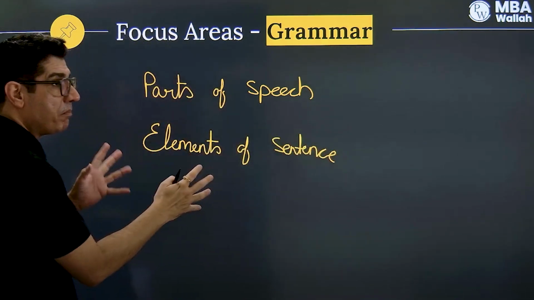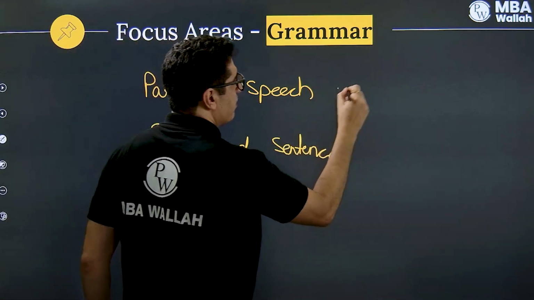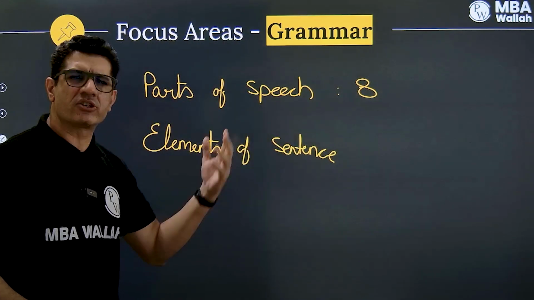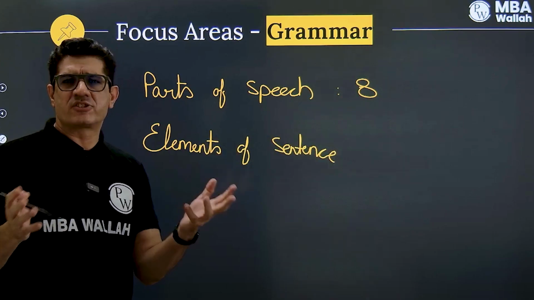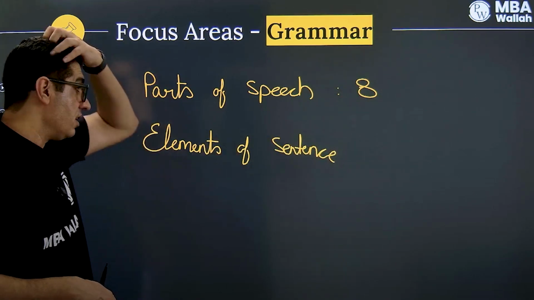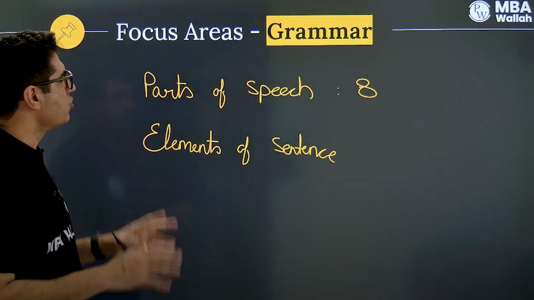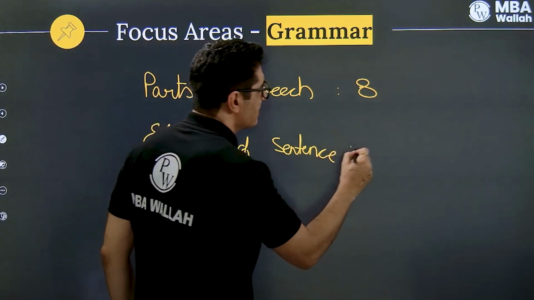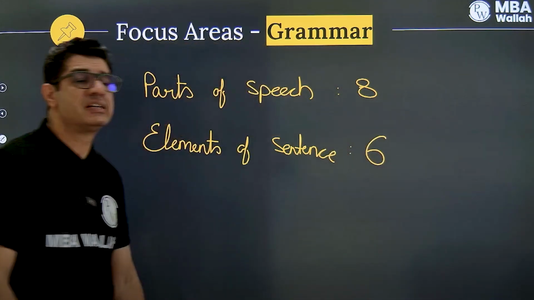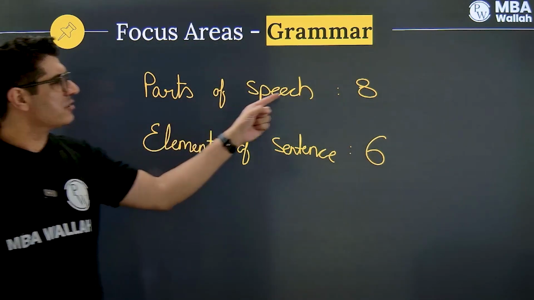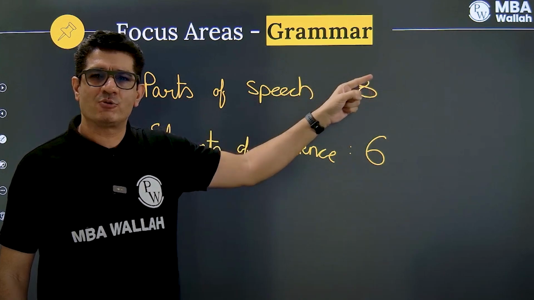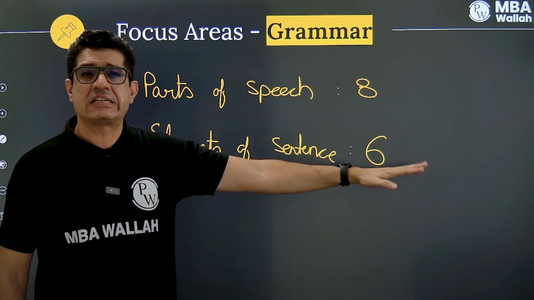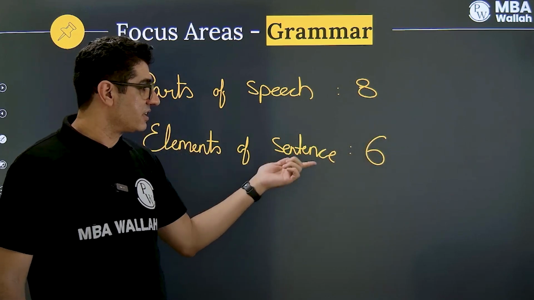So if you look at the sum total, we happen to have 8 different parts of speech going by conventional traditional grammar. In some of the newer varieties, instead of 8, we actually happen to have 9. But then let's just stick to the traditional ones. So you have 8 different parts of speech to focus on. And then you happen to have 6 different parts of sentence. So within parts of speech, you remember you have nouns, pronouns, adjectives, verbs, adverbs, prepositions, conjunctions, interjections, and then in elements of sentence, of course, let's start here.